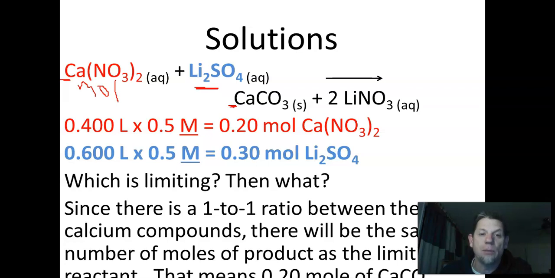There's the same number of moles of product as the limiting reactant. So now we know that we're going to make 0.2 moles of calcium carbonate. Again, all of this is coming from aqueous solution. We're mixing two liquids together, and this is what's happening.